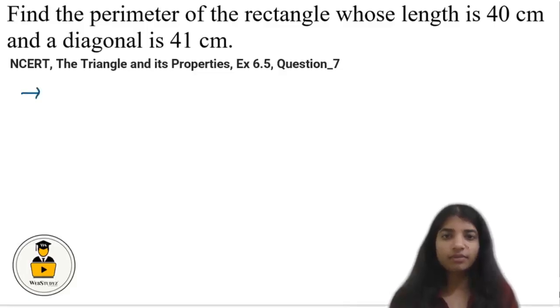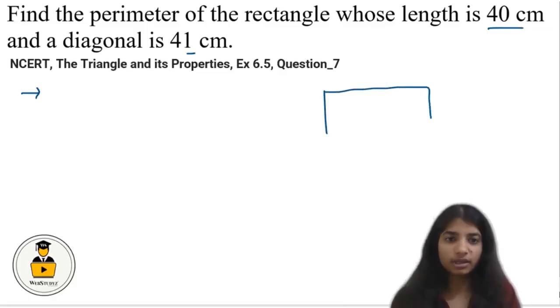In this question we have to find the perimeter of a rectangle whose length is 40 centimeter and the diagonal is 41 centimeter. So basically this is given to us. Let's say this is our rectangle. In this rectangle we can name the vertices A, B, C and D.